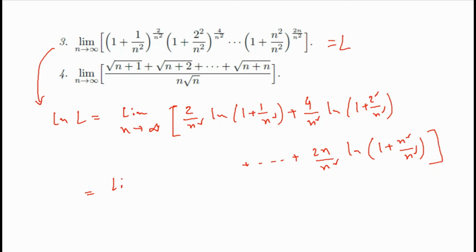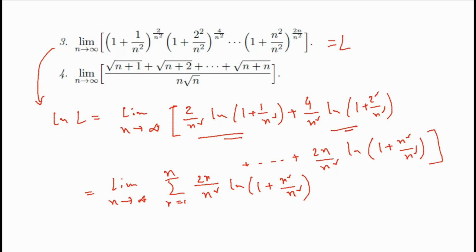Now you can write limit n tends to infinity summation r equal to 1 to n, 2r by n square ln 1 plus r square by n square. Now if you put r equal to 1, then you will get the first term. If you put r equal to 2, then you will get the second term, and like this. Now just take 1 by n common, so r by n.